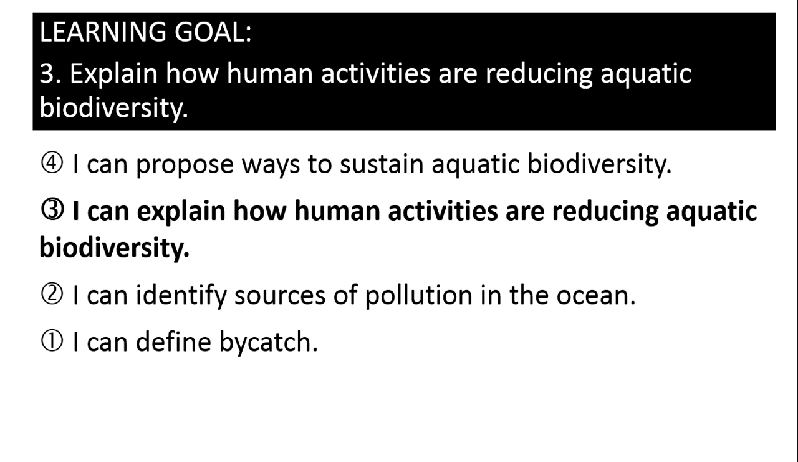And lastly, focusing on the ocean, define bycatch, which is fish that are unintentionally caught and wasted. Identify sources of pollution in the ocean, which most of it comes from land. It can include fertilizers that cause eutrophication. It can include all sorts of solvents, insecticides, and things of that nature. Now explain how human activities such as pollution and bycatch are reducing aquatic biodiversity. And then finally propose ways to sustain aquatic biodiversity.